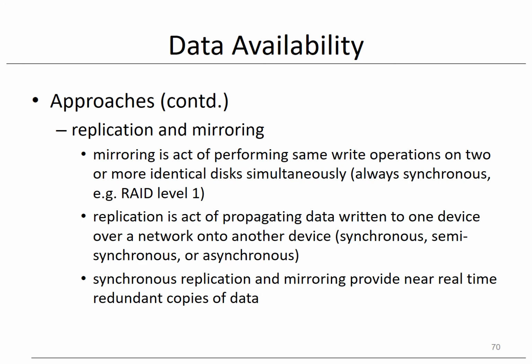To avoid data loss altogether, synchronous techniques are needed, maintaining redundant copies of the data in real time. Two closely related terms in this context are replication and mirroring. Some authors consider them to be synonyms. Some define them in slightly different ways. We refer to mirroring as the act of performing the same write operations on two or more identical disks simultaneously. Mirroring is always synchronous. The most well-known implementation of mirroring is RAID level 1.